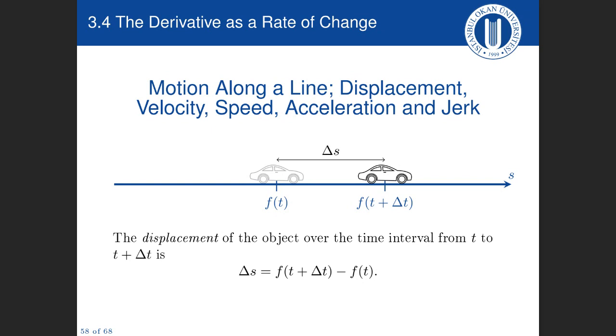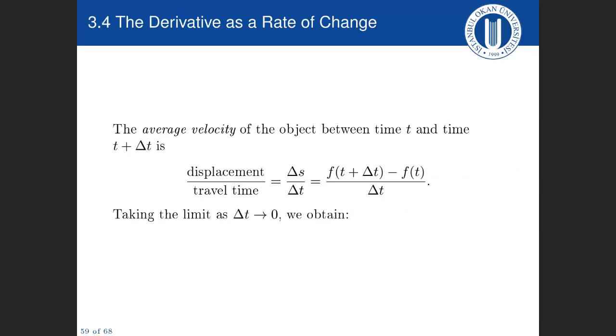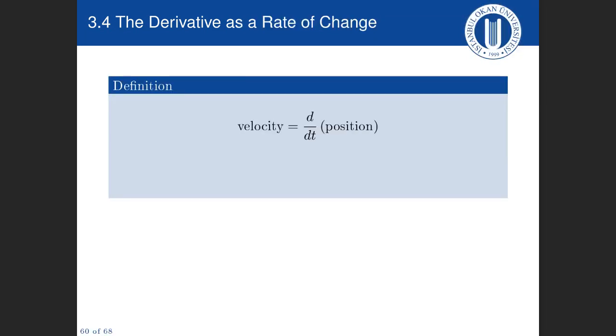We might ask, what is the average velocity of the object between time t and time t plus delta t? To answer that, we do displacement divided by travel time. So delta s divided by delta t, or f of t plus delta t minus f of t divided by delta t. And this looks familiar to you, I hope. What do we get if we take the limit as delta t tends to 0? We find that velocity is the derivative of position. More precisely, we find that the velocity, which I'm going to call v of t, is ds/dt.